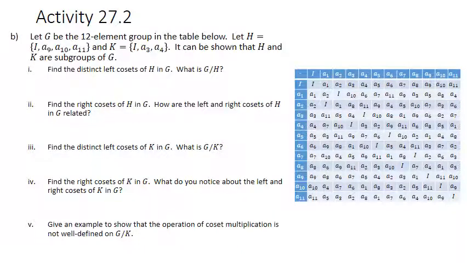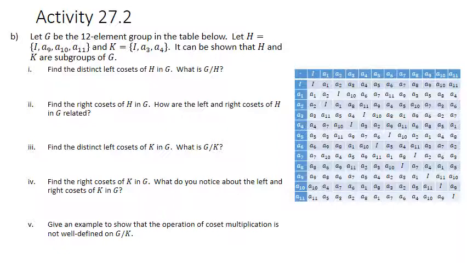All right, so let's look at part B here. So let G be the 12 element group that is in the table below, and then let H be the set consisting of I, A9, A10, A11, and then K is going to be the set consisting of I, A3, and A4. So it can be shown that K and H are subgroups of G. Fortunately, they're not asking us to show that. Okay, so part I, find the distinct left cosets of H in G, and then what is G mod H?